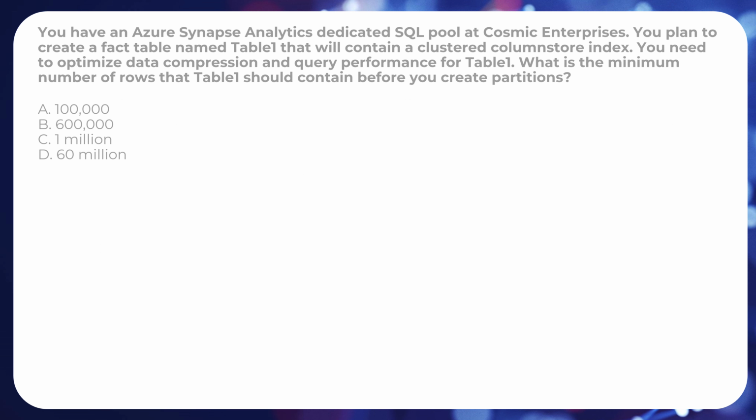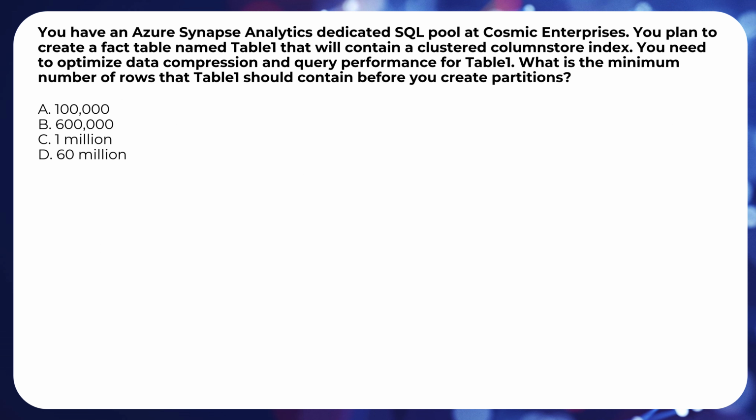You have an Azure Synapse Analytics dedicated SQL pool at Cosmic Enterprises. You plan to create a fact table named Table 1 that will contain a clustered columnstore index. You need to optimize data compression and query performance for Table 1. What is the minimum number of rows that Table 1 should contain before you create partitions?